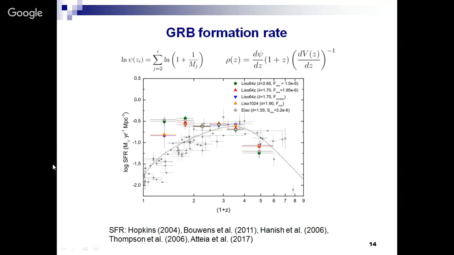Next, based on this methodology and calculation, we estimated the gamma ray burst formation rate. This figure represents the gamma ray burst formation rate. The colored symbols and the gray diamonds are the Konus-Wind data, and the gray dots and the gray curve are the star formation rate taken from the literature. The normalization is arbitrary. The first thing we can see is that the gamma ray burst formation rate based on the Konus-Wind data does not trace the star formation rate. We see an excess in the lower redshift area.